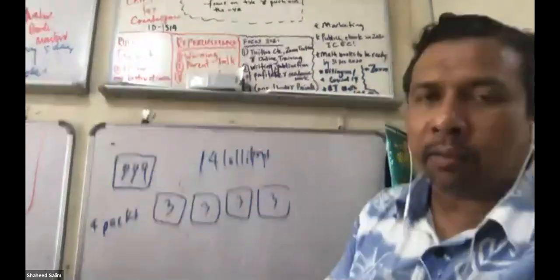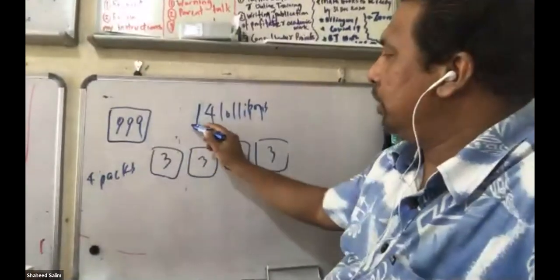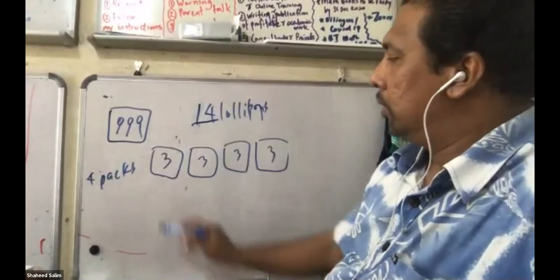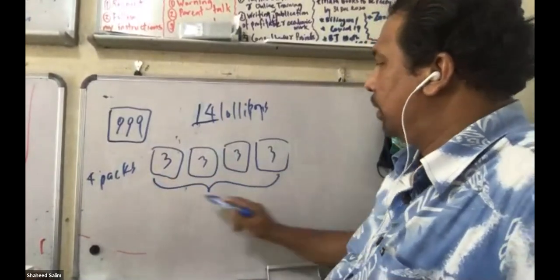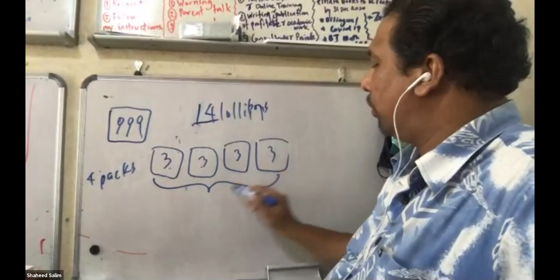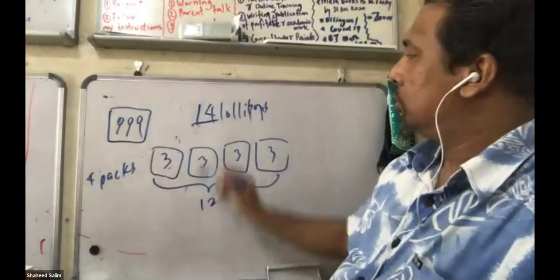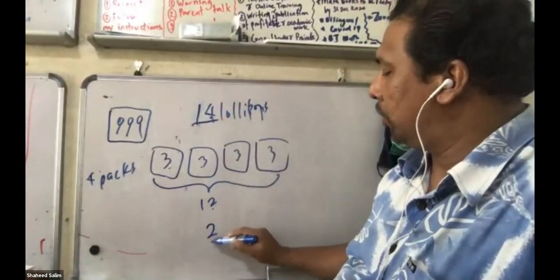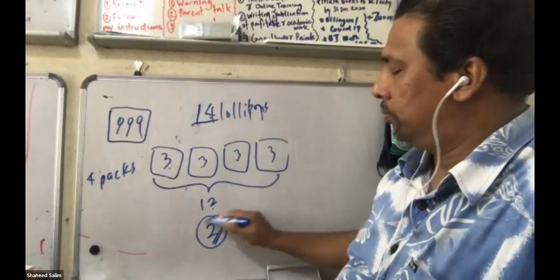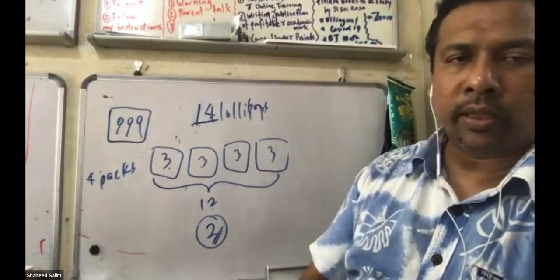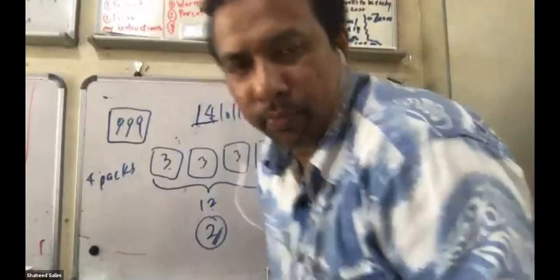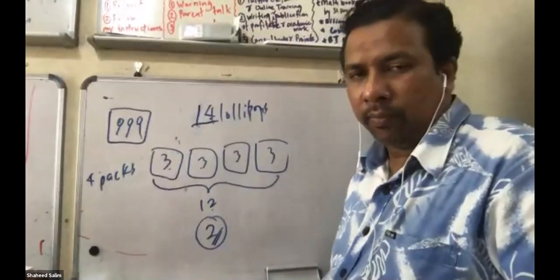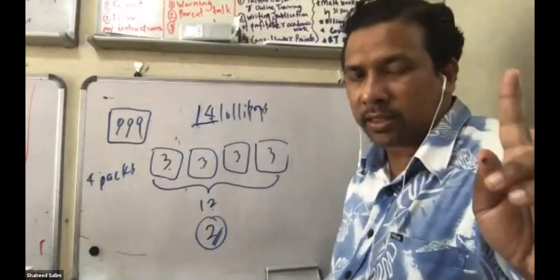Then how many lollipops remain? At first you have 14 lollipops. The ones down here are how many lollipops? 3, 6, 9, 12, 12 lollipops. So 14 minus 12, your remainder is 2 lollipops. Okay? I showed you 2 ways, okay?